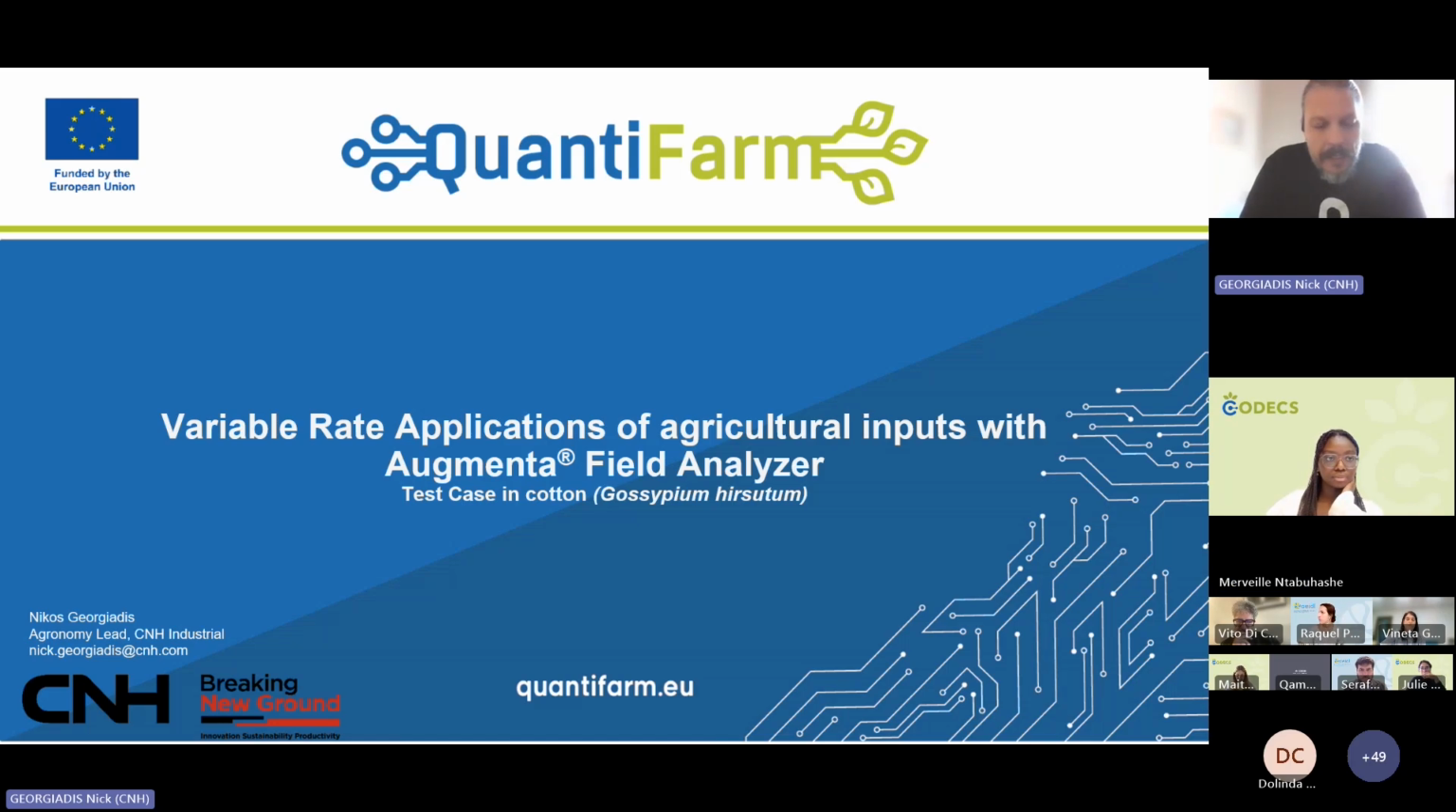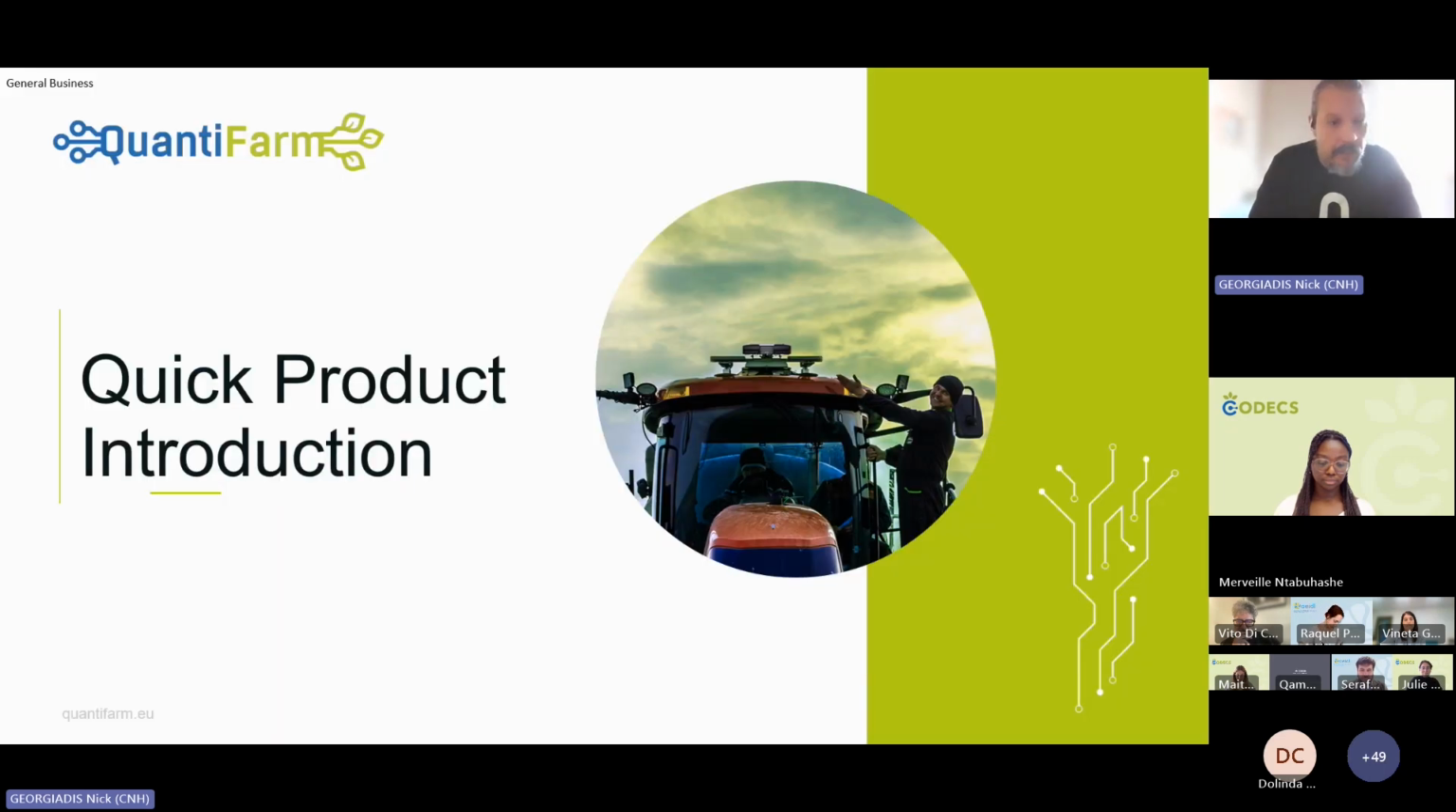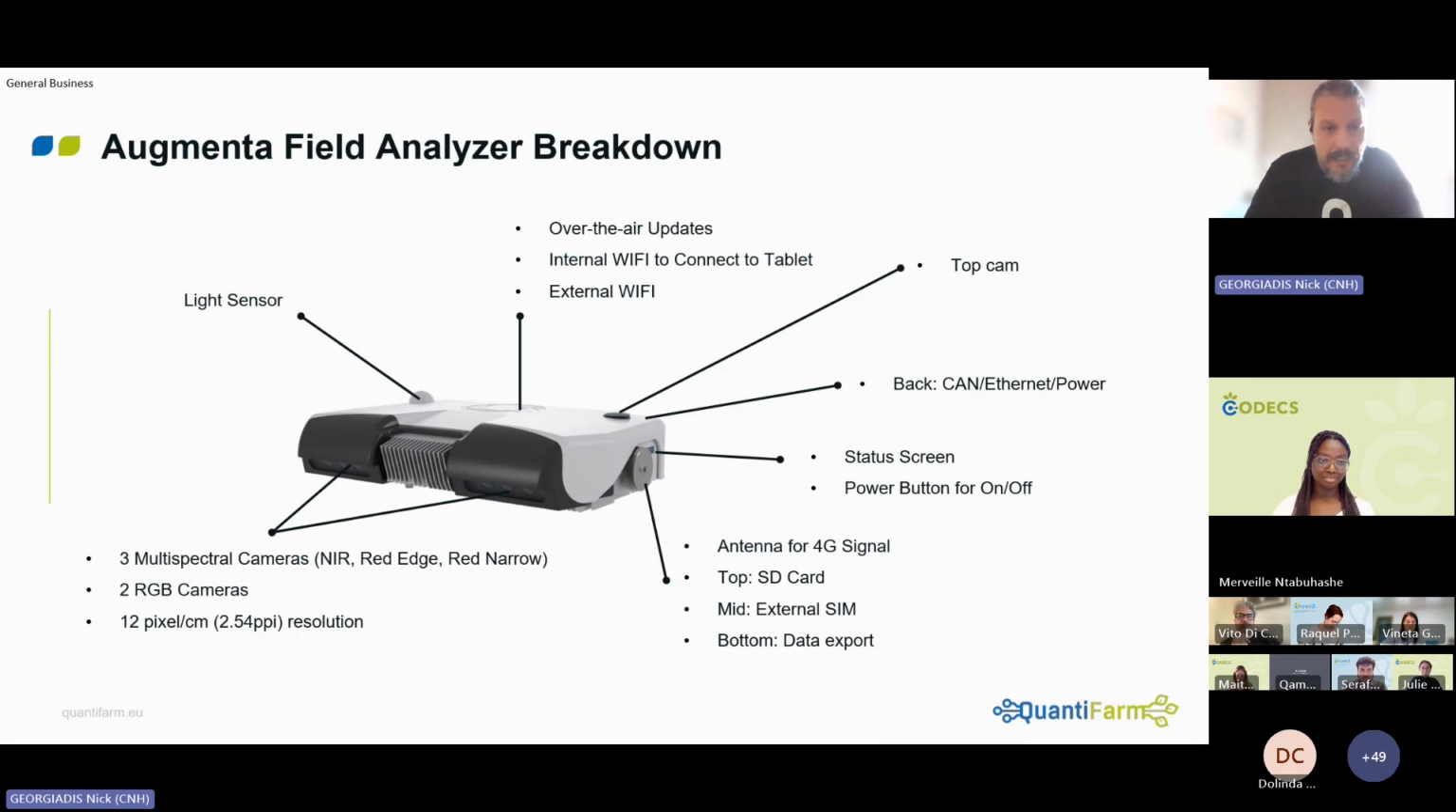So, we are test case partners in the QuantiFarm project. Our case is to try variable rate applications in all tractors using an add-on which is called Augmenta Field Analyzer. Let me first give you a quick introduction about this analyzer.